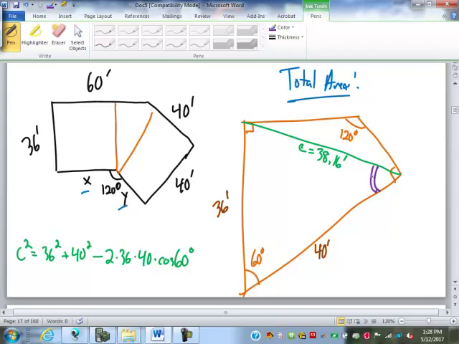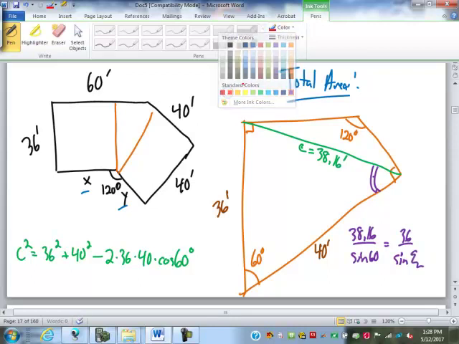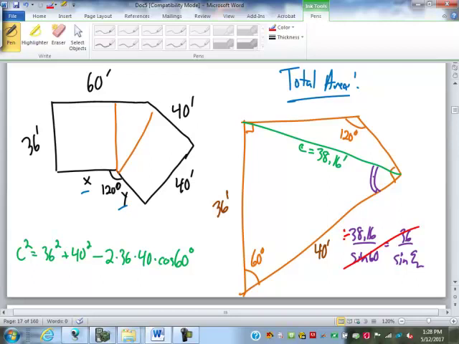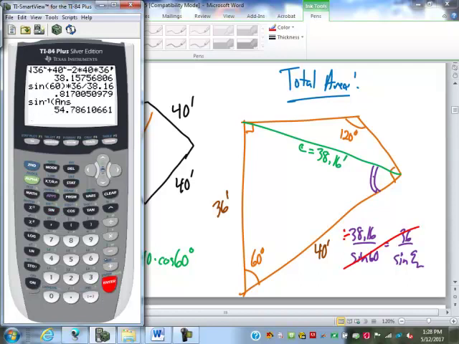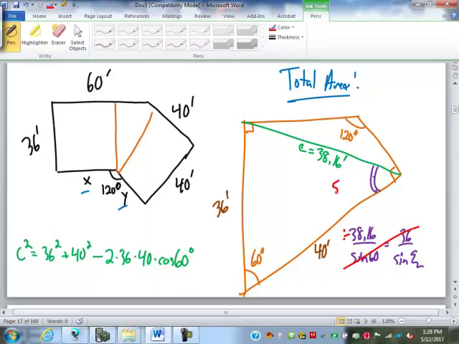Okay. Let's find this angle right here now. So I've got my 38.16 over sine of 60 is going to equal 36 over sine of that angle. So cross multiply and divide. Sine of 60 times 36 divided by 38.16. Second sine, second answer: 54.79 degrees here, which makes this one 65.21 degrees.